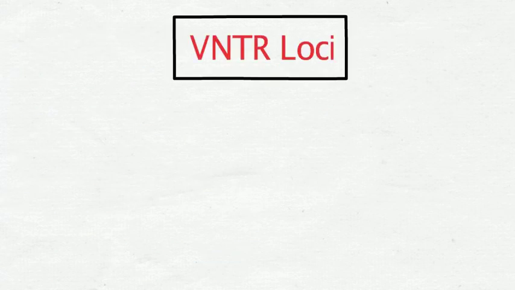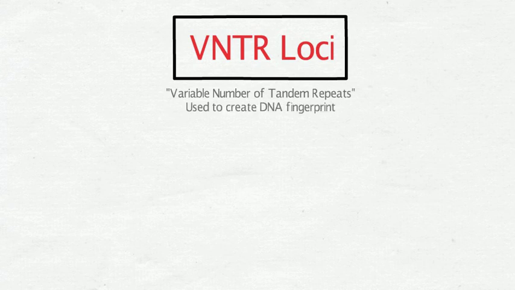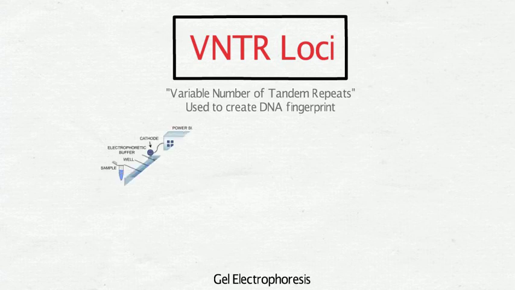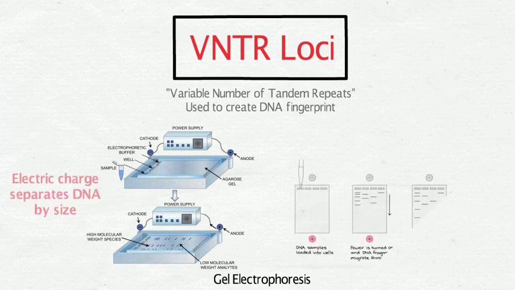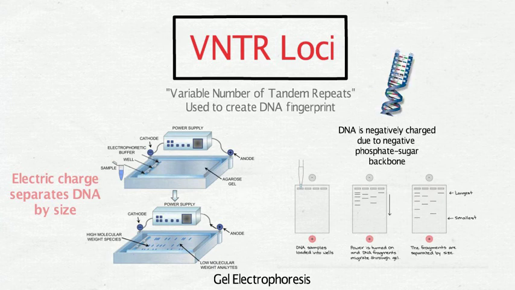VNTR loci. VNTR, or variable number of tandem repeats, is one of the repeats that can be used to create a DNA fingerprint. Following DNA amplification, the samples are run on separate gels using gel electrophoresis to create DNA fingerprints. This process uses an electric charge to separate DNA according to size, where the negatively charged DNA moves to the positive side of the plate and the smaller DNA fragments travel quicker and further down the plate than the larger fragments, forming a series of bands which we will analyze.